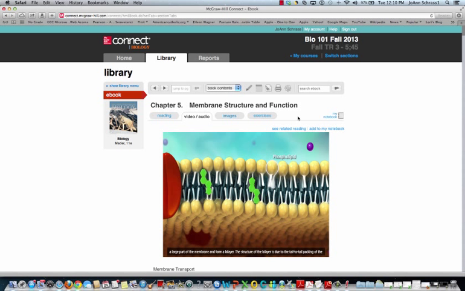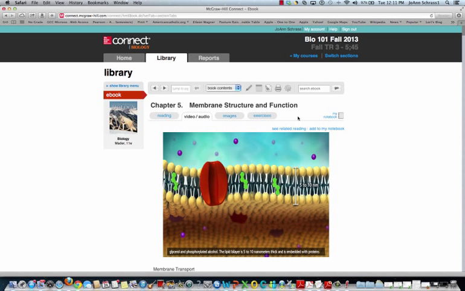The structure of the bilayer is due to the tail-to-tail packing of the nonpolar hydrophobic tails, composed of two fatty acid chains, and the polar hydrophilic heads, composed of glycerol and phosphorylated alcohol. The lipid bilayer is 5 to 10 nanometers thick and is embedded with proteins. Some cell membranes also contain cholesterol.